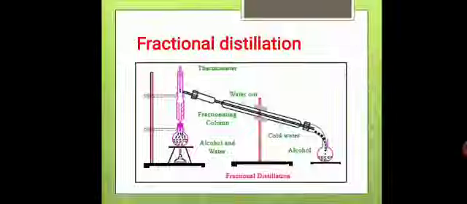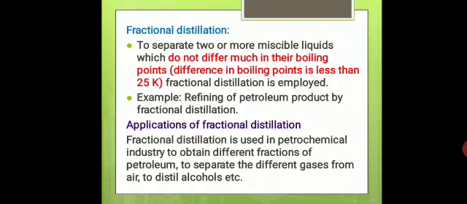We can separate a solution, that is a mixture of a solute and solvent, or a mixture of two liquids. In the case of more than two liquids, you have to go for fractional distillation only. Fractional distillation is used to separate two or more miscible liquids which do not differ much in their boiling points. That is, the difference in boiling point is less than 25 Kelvin, but in simple distillation the boiling point difference should be more than 25 Kelvin, which is also a time consuming process.